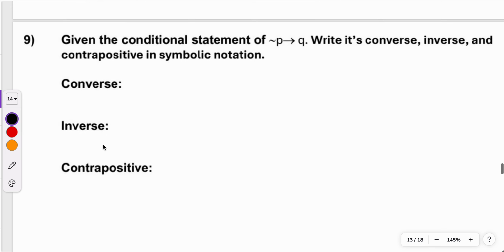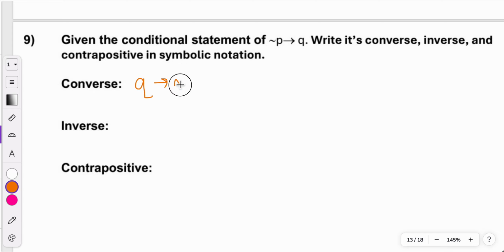Number 9, given the conditional statement, write its converse, inverse, and contrapositive in symbolic notation. This one's a good practice. So converse just means switching the hypothesis and conclusion. So I'm going to say Q, then not P. The inverse is negating the conditional statement. So the negation of not P would be P, and the negation of Q would be not Q. And then the contrapositive is the negation of the converse. So we would say not Q, then P.